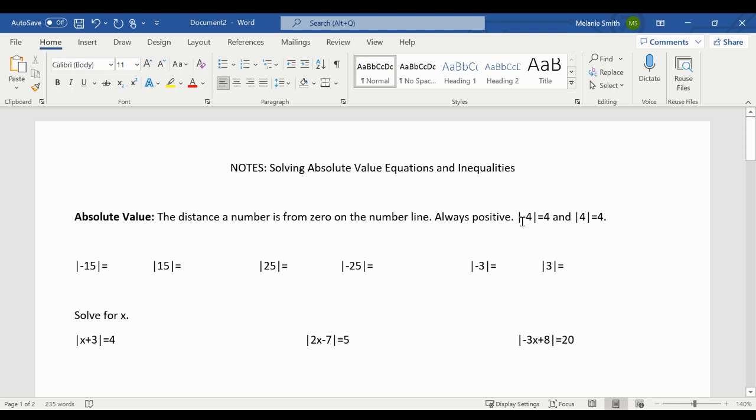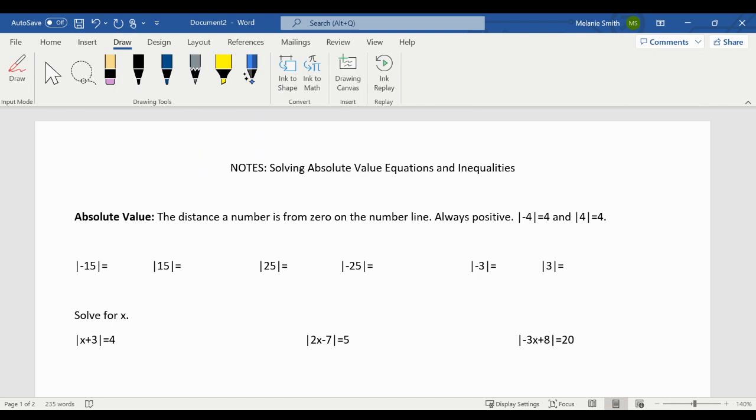We use these bars to indicate absolute value, and because it's the distance from 0 on the number line, for any absolute value you're going to have two numbers that have that absolute value, if that makes sense. So, for example, here, -4 has an absolute value of 4, as does +4.